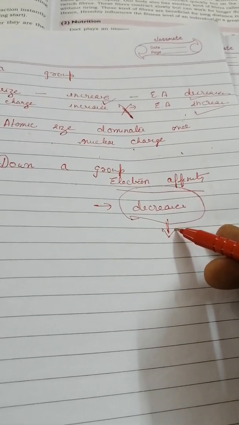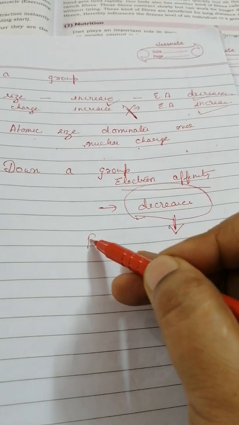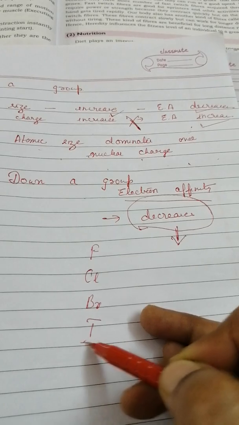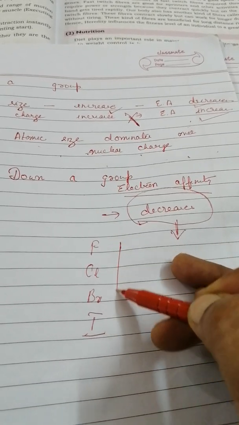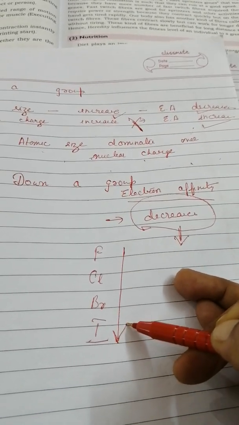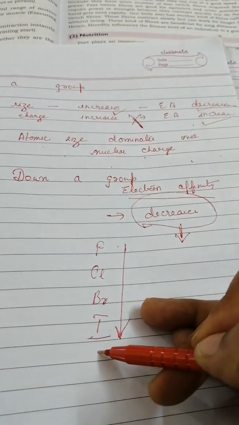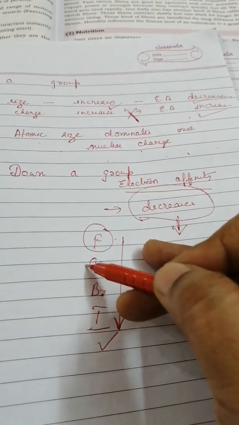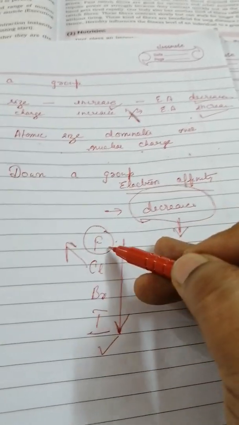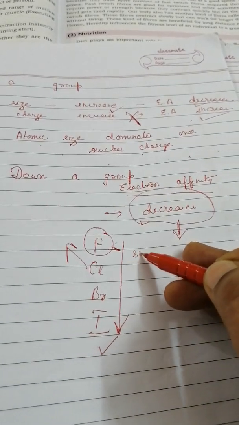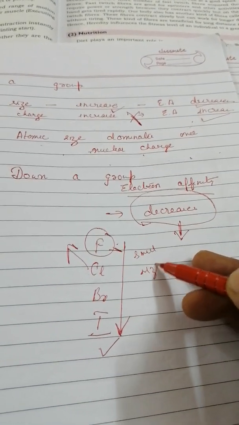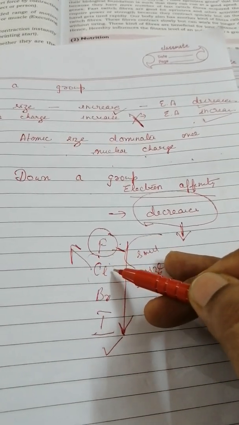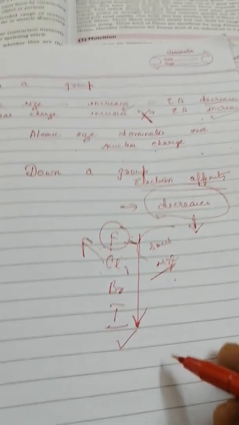Like if you talk about the halogens, we have fluorine on the top, then chlorine, then bromine, and then iodine. According to this, there should be a decrease in electron affinity. Fluorine must have the highest, and iodine should have the lowest. But there is an exception here. Fluorine does not have the highest. It is chlorine which has the highest, and that is because of the very small size of fluorine. So remember this: whenever you have to arrange, chlorine will get the highest position as compared to fluorine for electron affinity. Thank you.